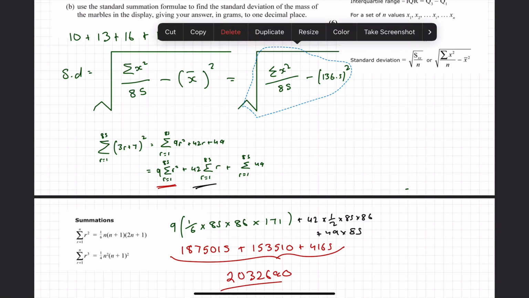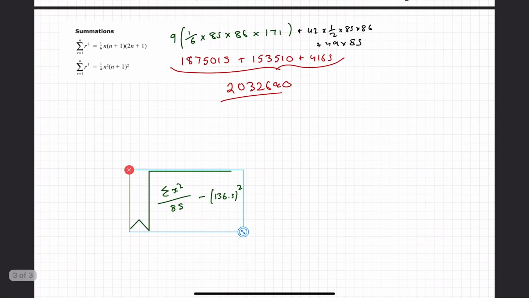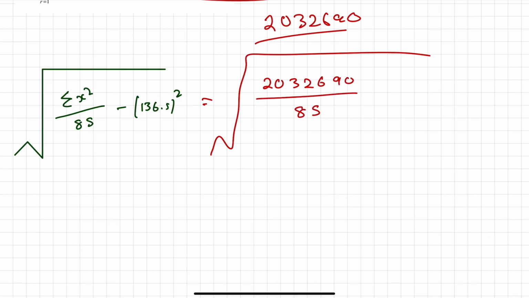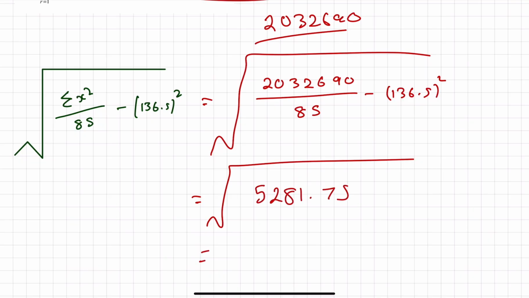This is our formula for standard deviation. So let's just take care of this now. We're doing the square root of 2032690 over 85 minus 136.5 squared. So it's the square root, I'm going to do that divided by 85, minus brackets 136.5 squared, 5281.75, and you get an answer of 72.67. Am I right? That feels like I messed up somewhere. I feel like I messed up. I'm close. 73.6, yeah, I messed up somewhere.